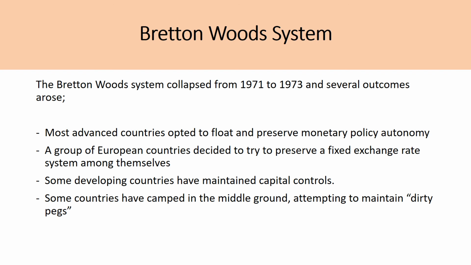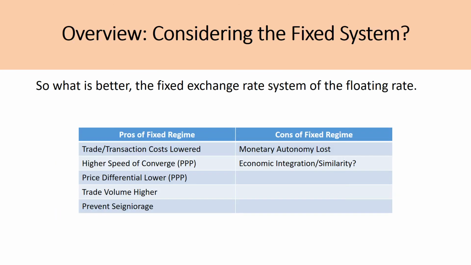Some countries have camped in the middle ground, attempting to maintain a dirty peg relative to either the US dollar or more stable currencies. Now, a quick overview before we finish this video. So really the big overarching discussion in this chapter was, what is better, the fixed exchange rate system or the floating rate? So there are many pros to the fixed exchange rate. The trade and transaction costs are lower because your expectation of the future exchange rate depreciation is zero. So transaction costs might be lower, especially if you adopt a common currency like the euro.